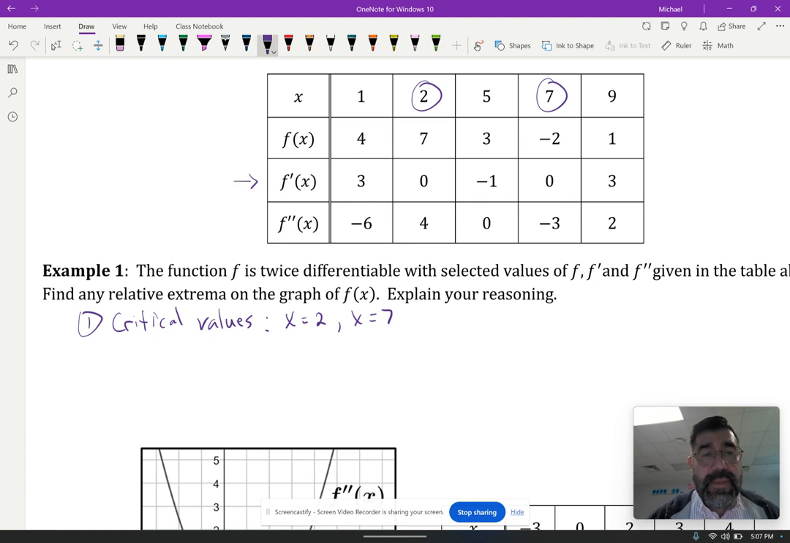Great. Now we're going to take those critical values and put them into the second derivative. So f double prime of 2 is positive 4. And f double prime of 7 is negative 3. So what does this tell us about the behavior of the graph?